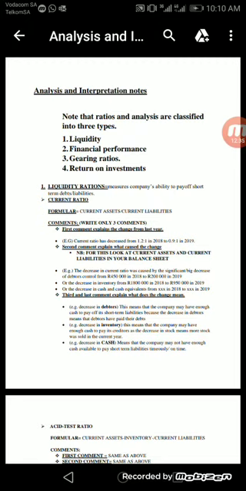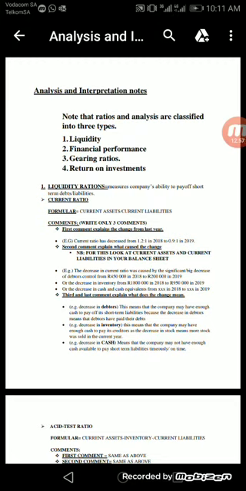Or again, remember, under current assets you have three things. You have debtors, you have inventory, and you have cash and cash equivalents. Or lastly, you can say the decrease in current ratio was caused by the significant decrease in cash and cash equivalents from this amount in 2018 to that amount in 2019.